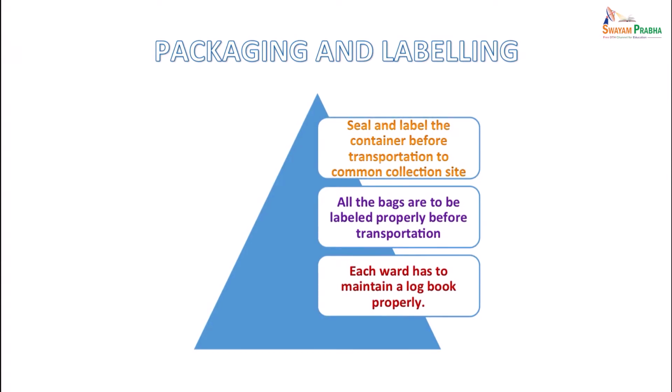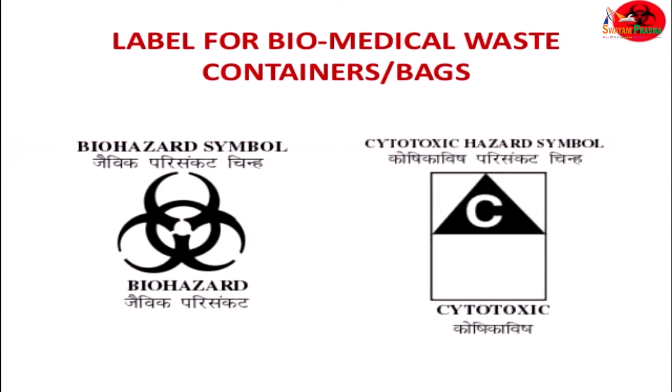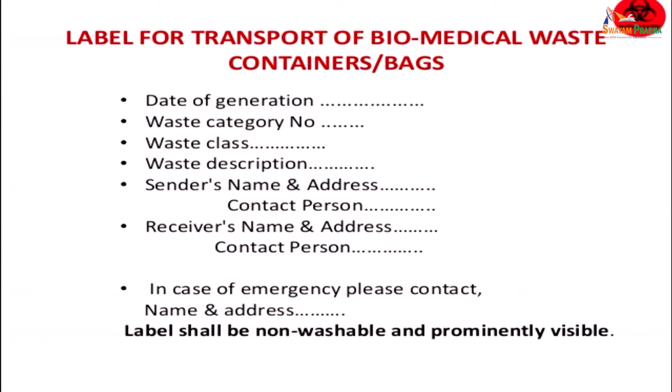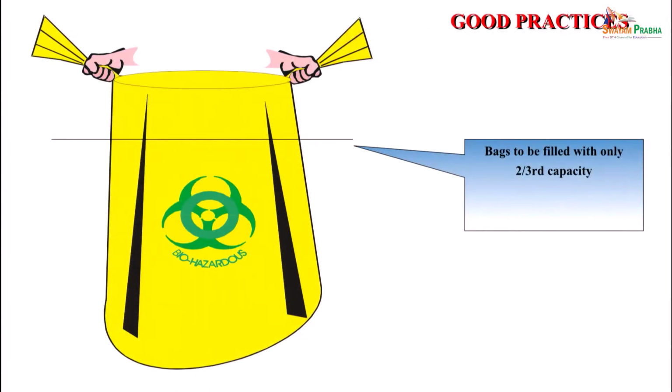Packaging and labeling: one should seal and label the container before transportation to the common collection site. All the bags are to be labeled properly before transportation, and each ward must maintain a log book as to how many packages were collected and sent. They should have biomedical waste containers and bags labeled with a biohazard symbol or cytotoxic hazard symbol depending on the kind of waste. For transport, the containers should have a date of generation, waste category, waste class, the description of the waste, the sender's name and address, receiver's name and address, and whom to contact in case of emergency, and all these labels should be non-washable and prominently visible like this.